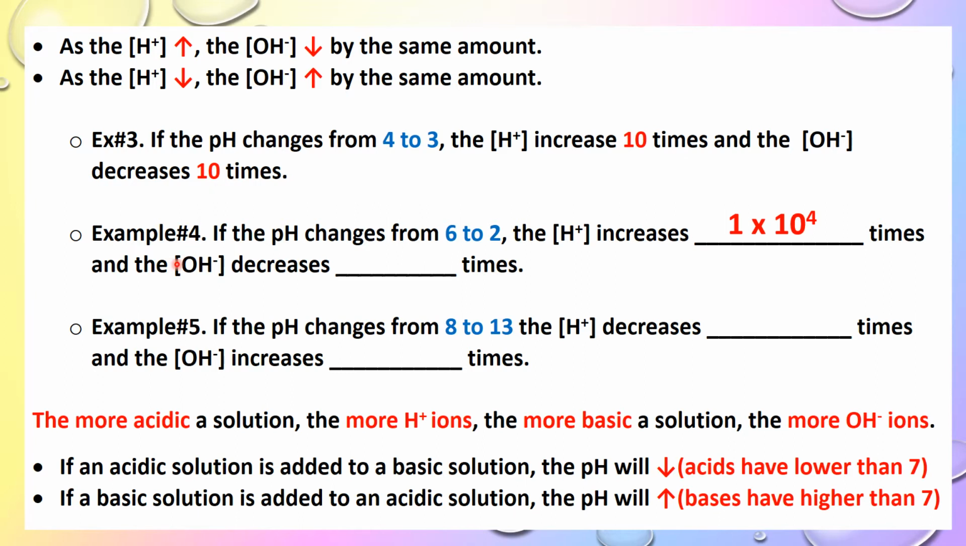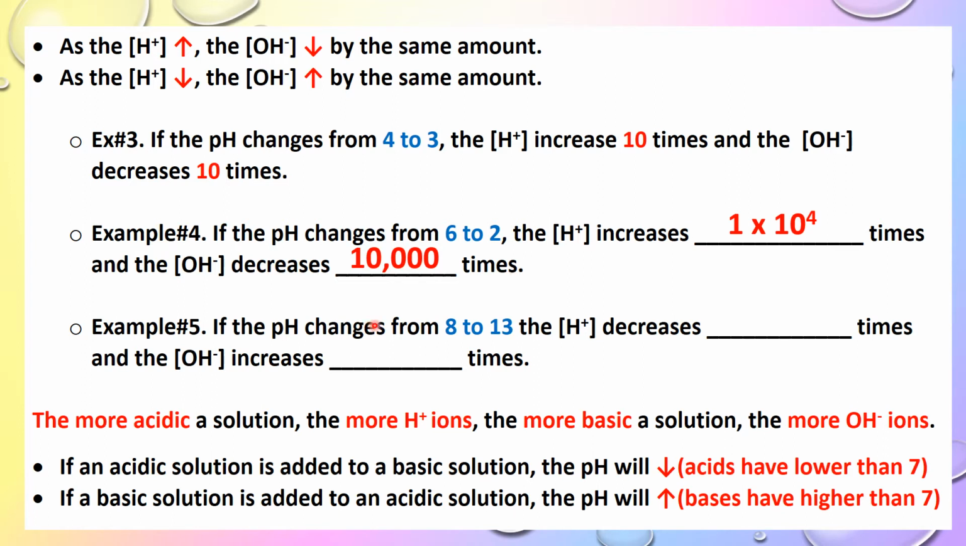For example, number 4 here, the pH changes from a 6 to a 2, so 6, 5, 4, 3, 2. We're going from a more basic to a more acidic environment because, again, acids are going to be less than 7. So going down, you're getting more acidic. The hydrogen ion increases about 1 times 10 to the 4th, or about 10,000 times, and it decreases about 10,000 times for OH. These are the same exact amounts, okay? Increasing by a certain amount to become more acidic, it is decreasing in that same amount that it was basic.